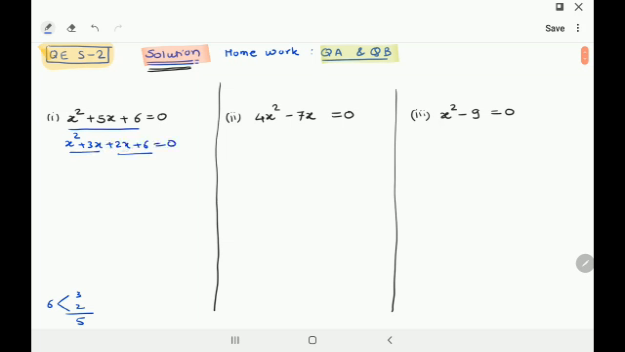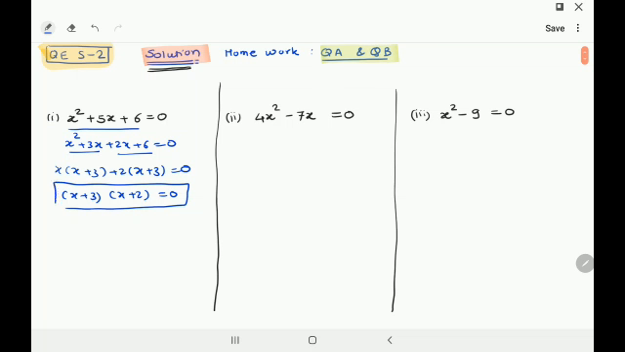Hope you know this concept. x taken common, x plus 3, plus 2 taken common, x plus 3 is equal to 0. x plus 3 common, x plus 2 left is equal to 0. Right? Now what to do? Then we can go for understanding what exactly this means.